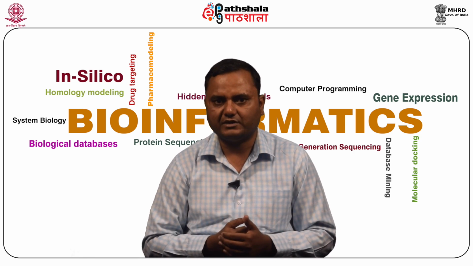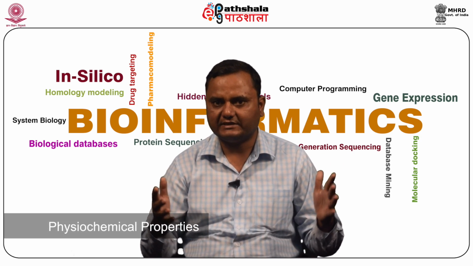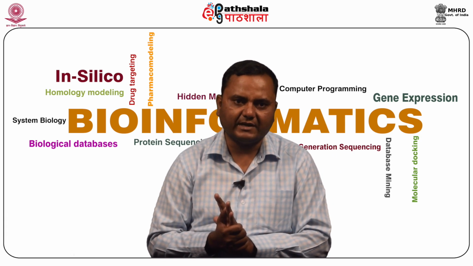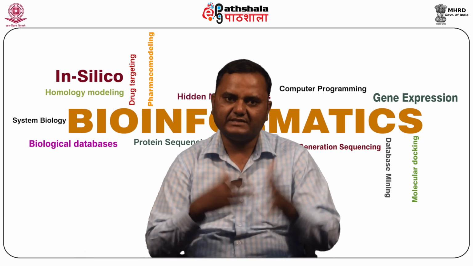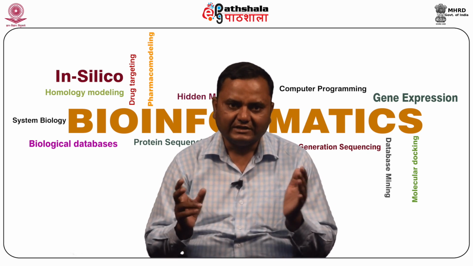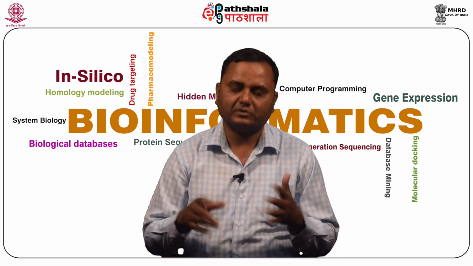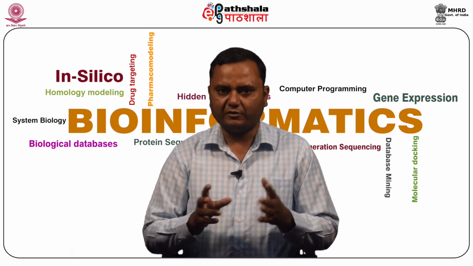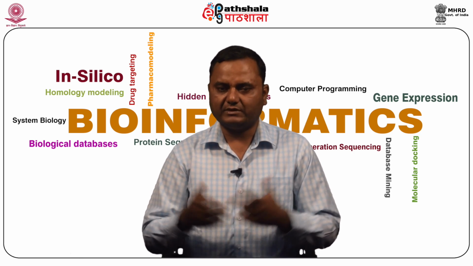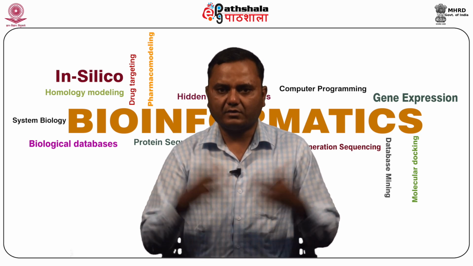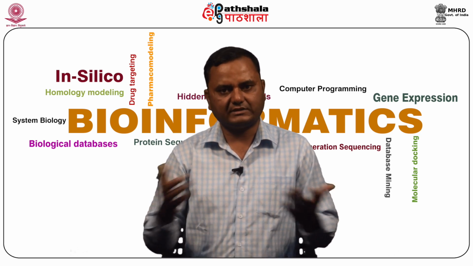For example, if you want to know the physicochemical properties, the sequences are analyzed based on the composition of the different amino acids, and on that basis we can derive a large amount of information such as molecular mass, ionic strength. Then we can know the hydrophobicity, hydrophilicity, the pI value, bulkiness, and propensity for secondary structure. So much information can be derived using bioinformatics tools.